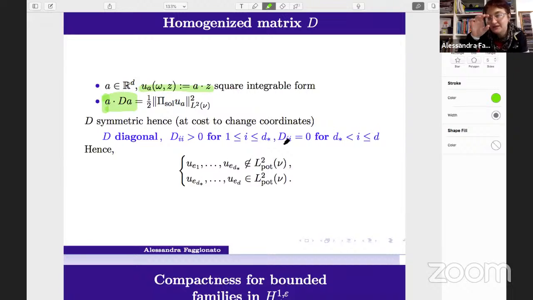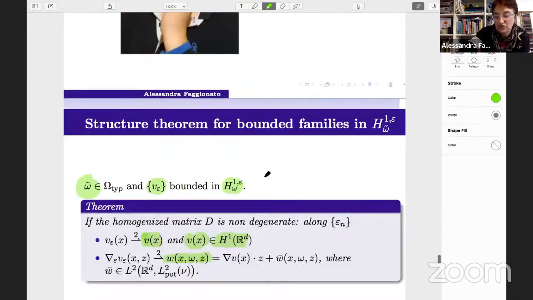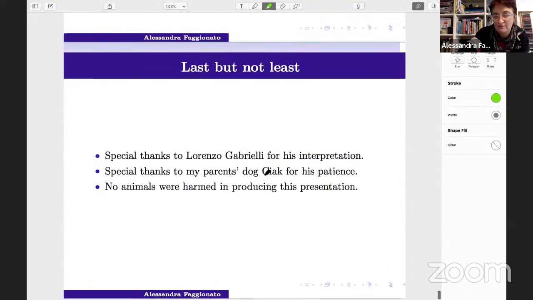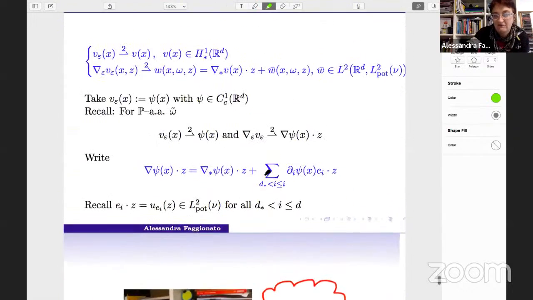While the fact that the other diagonal entries of the homogenized matrix are 0 means that these elementary forms are potential. So the example, which is the trivial one, because the interesting examples come from nature, from applications, is the following.